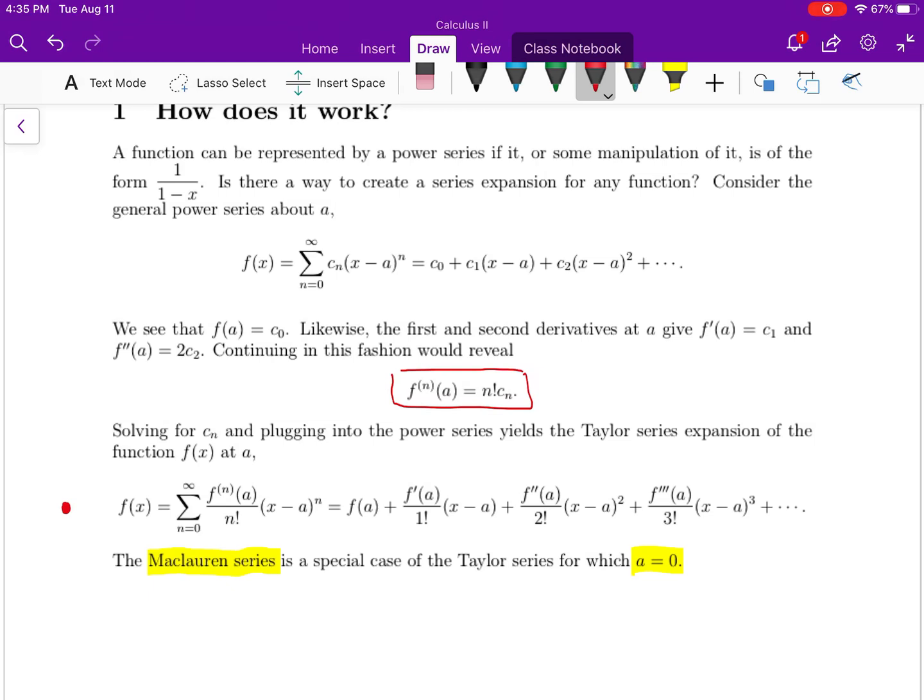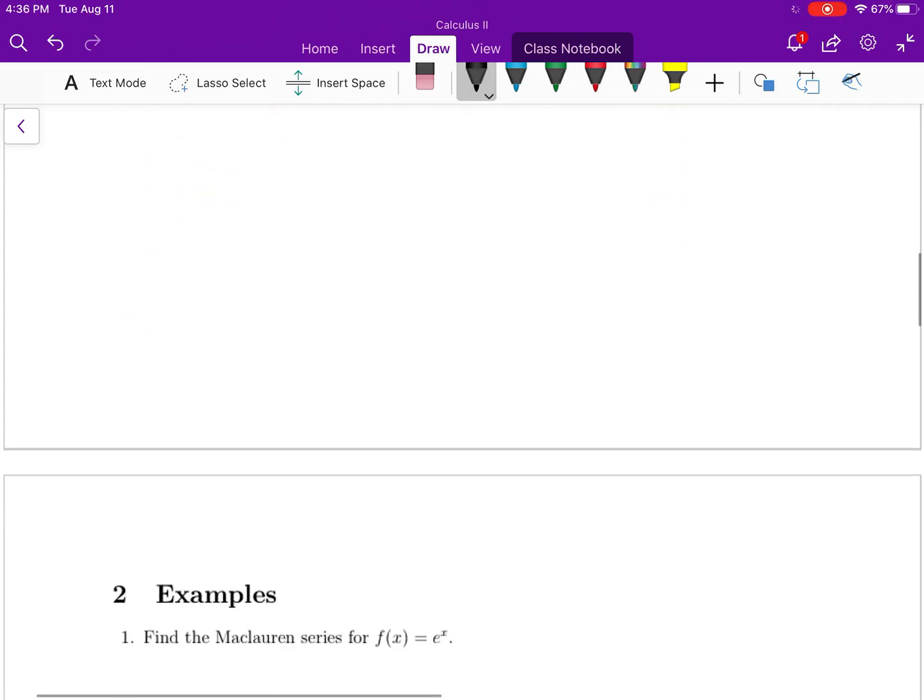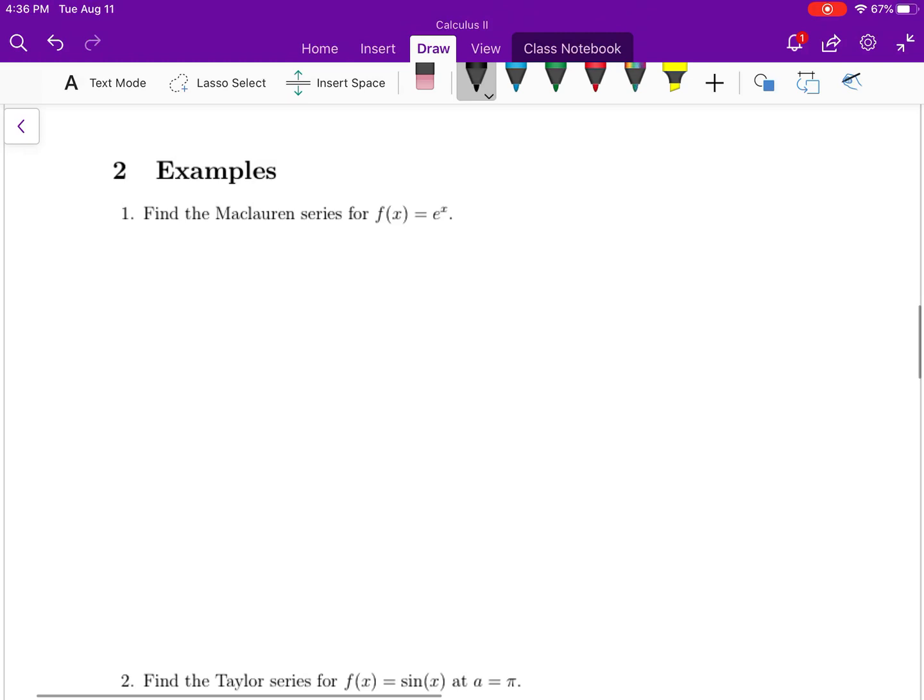What I highlighted in the next line is a special case of the Taylor series when a is the particular value of 0. That is called the Maclaurin series. So let's take a look at the first example, which is asking for the Maclaurin series of f of x equaling e to the x. Based on the general form that we had just seen, I know that we're going to need the derivatives of this f of x function, and so I'm going to just get a few of these just to start us off.